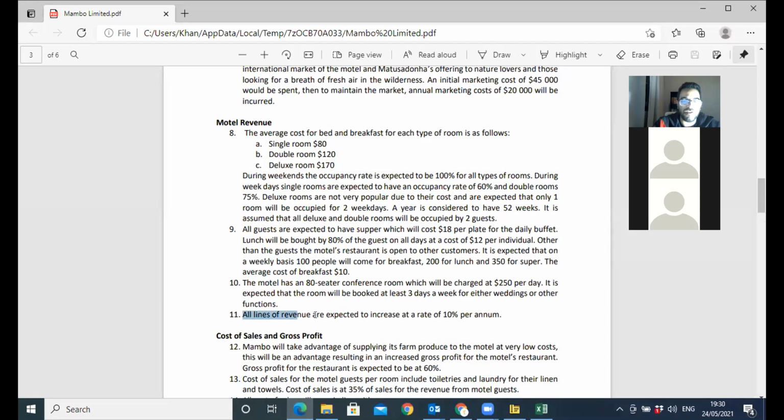Number 11, all lines of revenue are expected to increase at the rate of 10% per annum. Okay, well, like I said, I'm not sure when that applies, because it's not clear whether the pricing they're giving us is the current price or year one's price. So you may need to increase from year one. I'm only increasing from year two because my assumption is that the prices they're giving me are the price of year one. So the increase only takes place from year two onwards.